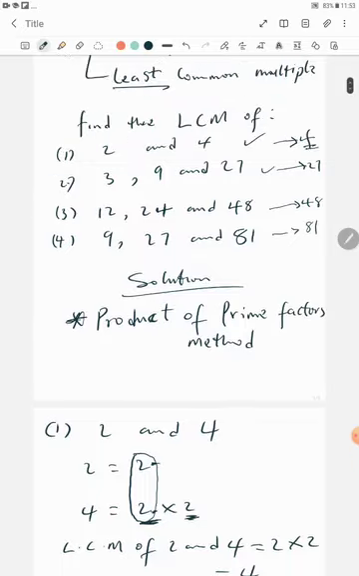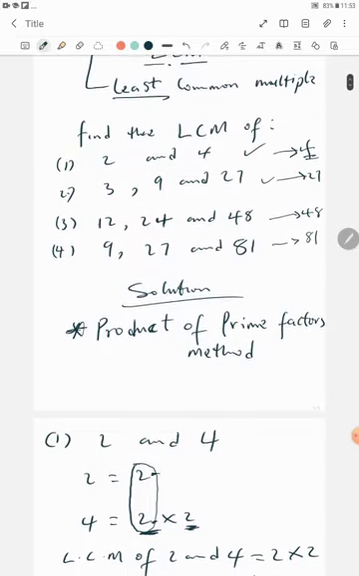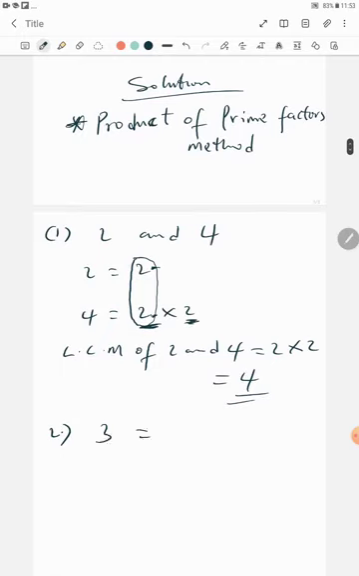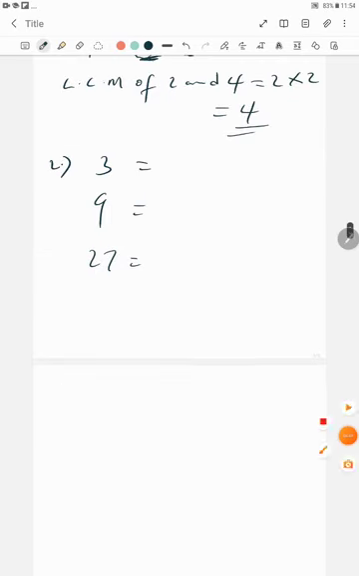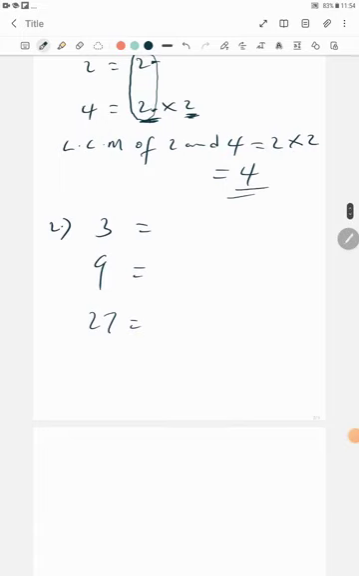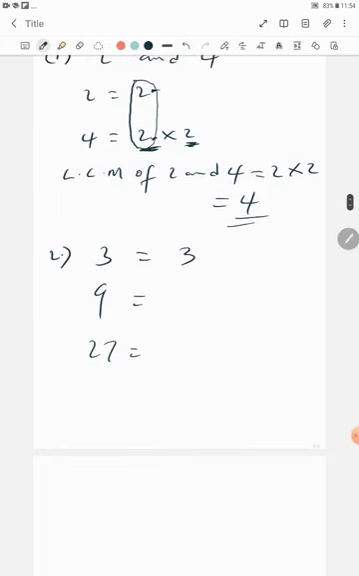Let's do number 2. Number 2, we have 3, 9, and 27. We write our 3, our 9, and our 27. The next thing for us to do is to write these numbers as products of their prime factors. Writing 3 as a product of its prime factors will simply be 3. To write 9 as a product of its prime factors, let's do it. 3 in 9 gives 3, 3 in 3 gives 1. So that will be 3 times 3.